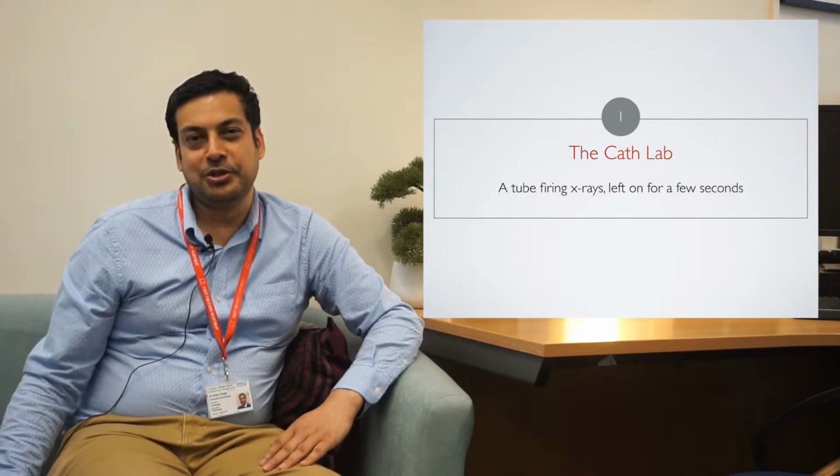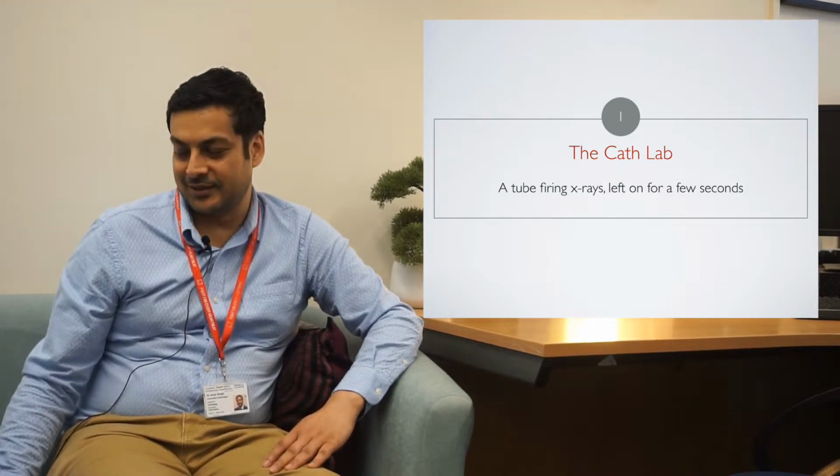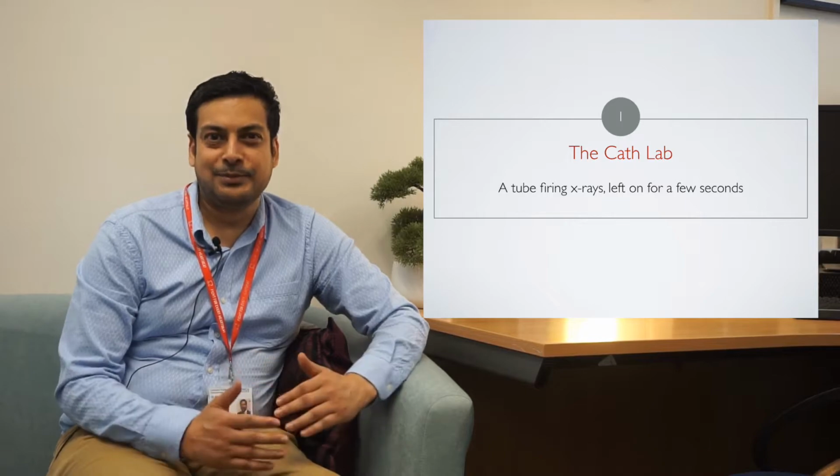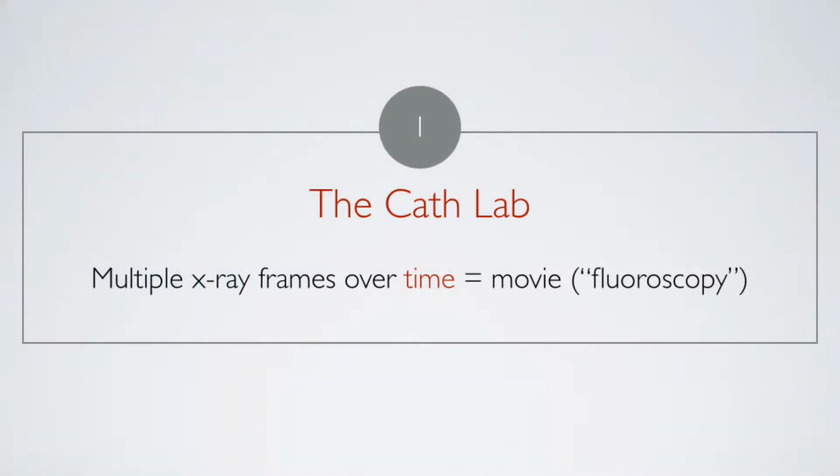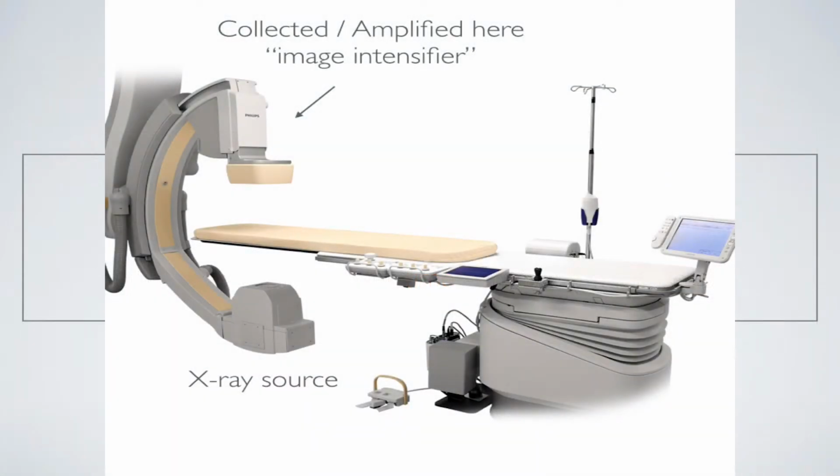Having understood what a basic X-ray is, let's talk about what a cath lab is. The central part of a cath lab is basically a tube that is firing X-rays, which is left on for a few seconds. If you take multiple frames of X-rays, so we saw a single frame before, we take multiple frames of X-rays and put them together, you effectively get a movie. Technically, we call it a cine. That technique of putting multiple frames together is fluoroscopy. If we look at the cath lab setup, the X-ray source this time is actually below the patient. The X-ray photons are fired upwards, and then they're collected at the top end, and lots of frames are put together to make the cine.